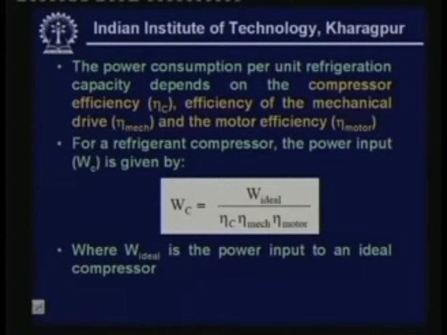The next important parameter, as I mentioned, is the power consumption per unit refrigeration capacity. This depends upon the compressor efficiency eta_C, the efficiency of the mechanical drive eta_mechanical, and the motor efficiency eta_motor. So, for a given refrigerant compressor, the power input is given by W_C equal to W_ideal divided by eta_C times eta_mechanical times eta_motor. Here eta_C is the compression efficiency, eta_mechanical is the mechanical efficiency, eta_motor is the motor efficiency, and W_ideal is the power input to an ideal compressor. We will see what an ideal compressor is a little later.